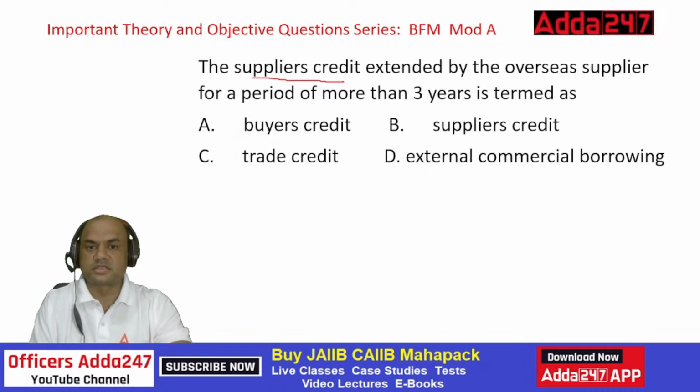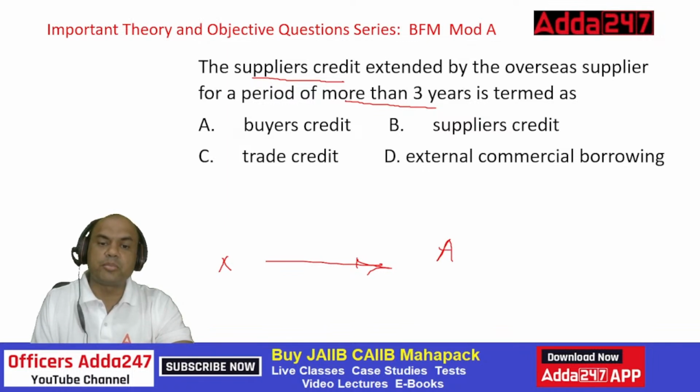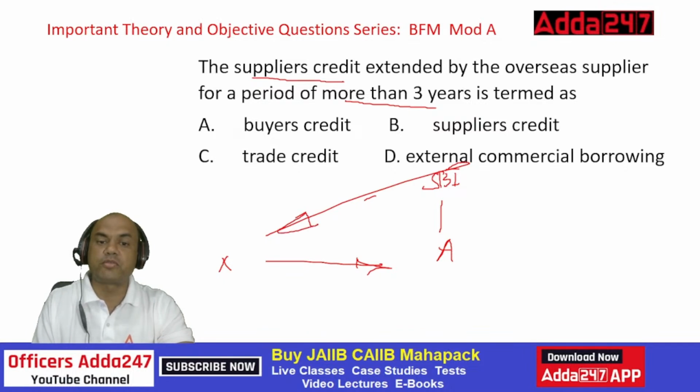more than 3 years. Because now what do you mean by more than 3 years? Here Mr. X is sending the goods. Okay, goods are sent to A. And a payment is to be made by, let's say, this SBI. Same transaction again by SBI. Payment is to be made, but this payment is to be made after 3 years, let's say 4 years.